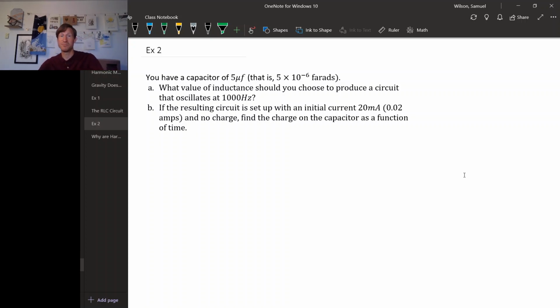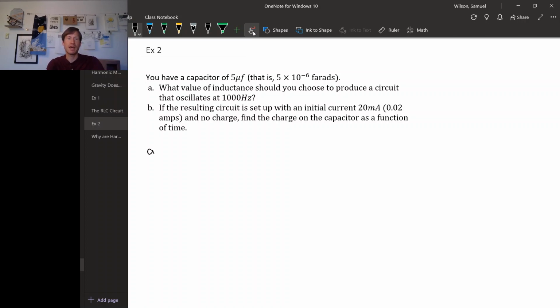Let's look at an example with some electrical components. Suppose we have a capacitor that is 5 microfarads, so that is 5 times 10 to the negative 6th farads, which is a typical value for a capacitor. Let's find the value of an inductor that would cause the circuit to oscillate at 1,000 hertz, so 1,000 cycles per second. And when we set this system up, suppose we charge it with a 20 milliamp current and no initial charge on the capacitor. Let's write the capacitor charge as a function of time.